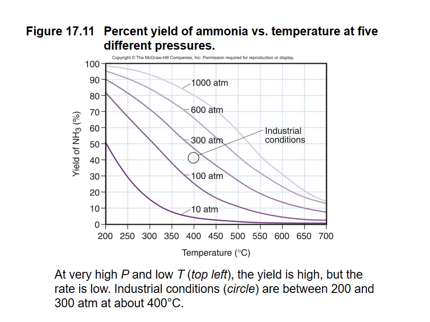This shows how pressure affects the yield of ammonia. If temperature is fixed, let's say 400 degrees, and pressure is 10, the percentage yield is only 5% at low pressure. Increase pressure to 100, and the yield goes to about 27%. If you increase to 300 atmospheres, you get 50% yield. So increased pressure gives increased yield.